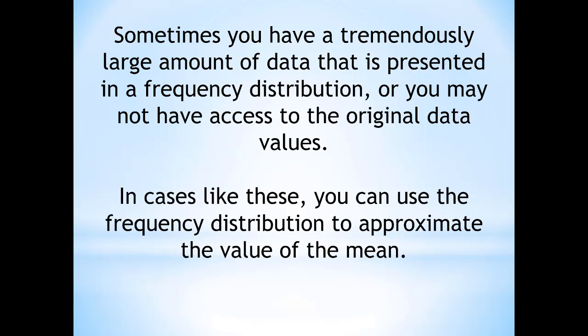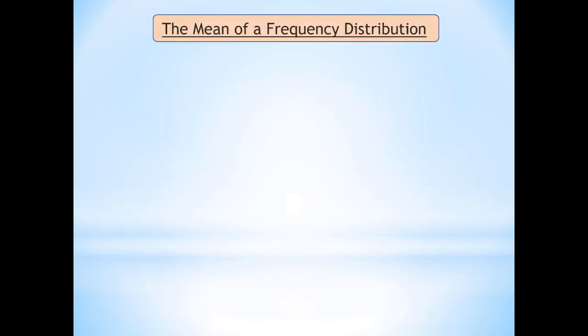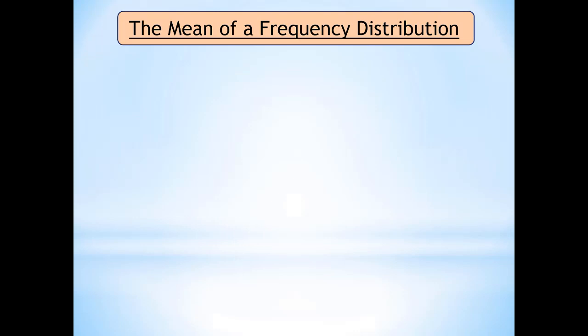But if you do this process and you find the mean of the frequency distribution, and it's very close to the mean for the data set, then you would think that it's a pretty good approximation. So let's see how that works. It's called the mean of a frequency distribution.